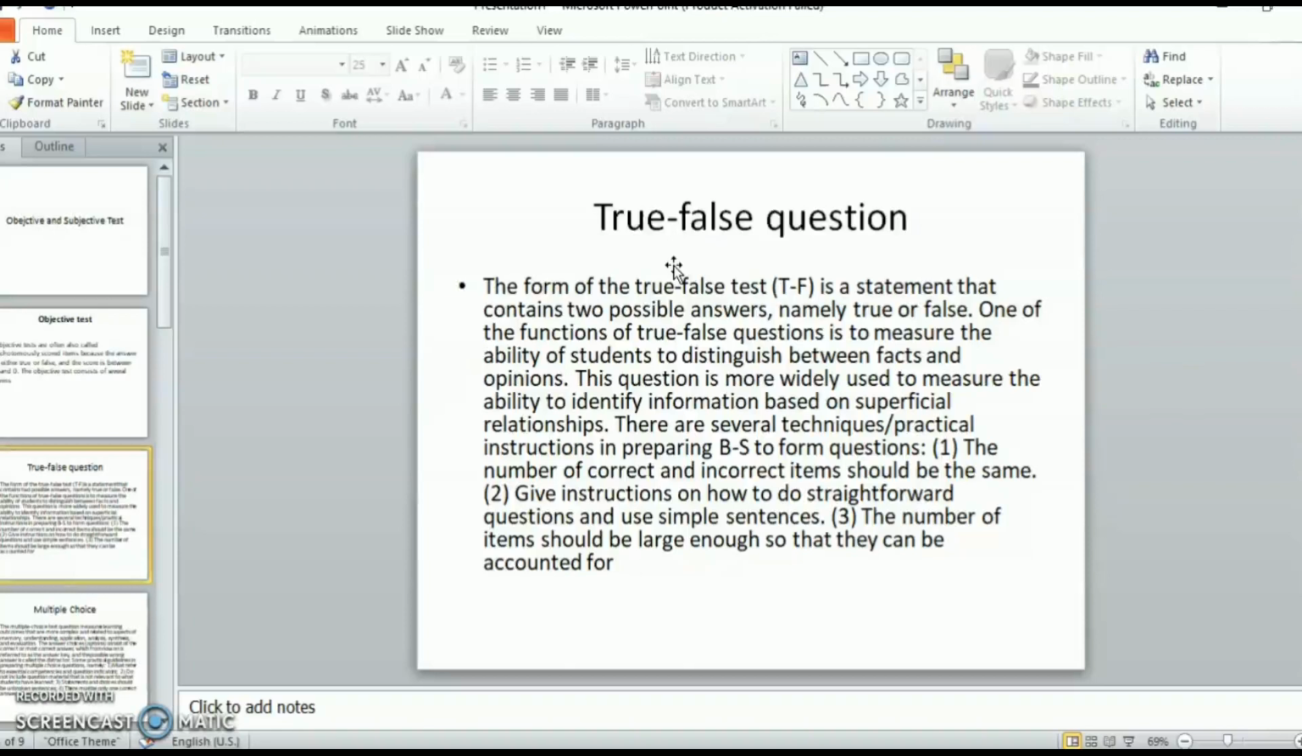There are several techniques or practical instructions in preparing true-false questions. First, the number of correct and incorrect items should be the same. Second, give instructions on how to do the questions straightforwardly and use simple sentences. And the last, the number of items should be large enough so that they can be accounted for. In language testing, the format of true-false questions can be given when we want to give a reading test.